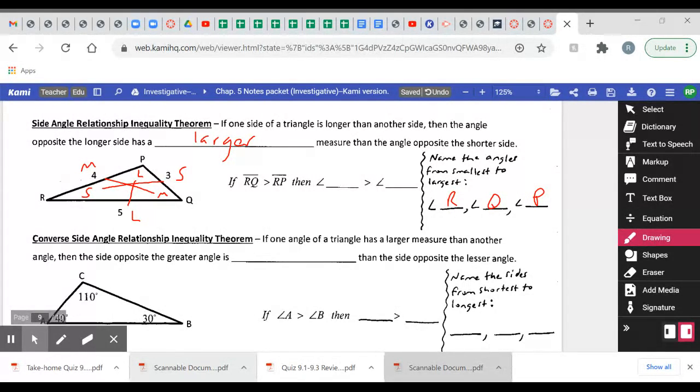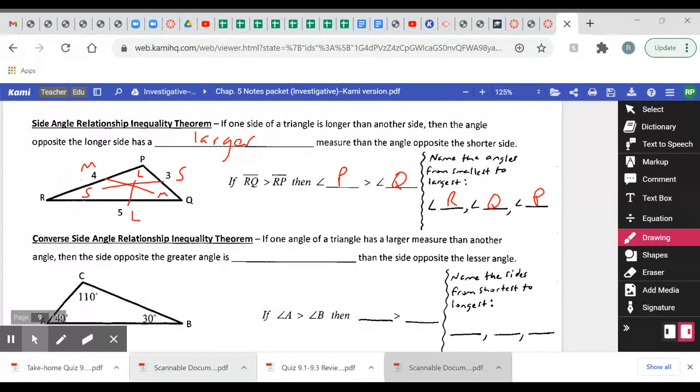Okay, and then another way to word this question in a different way, it says if segment RQ is greater than segment RP, then what is something true you can say from that? And if you look at those, if RQ is bigger than RP, then I know that angle P has to be greater than angle Q.